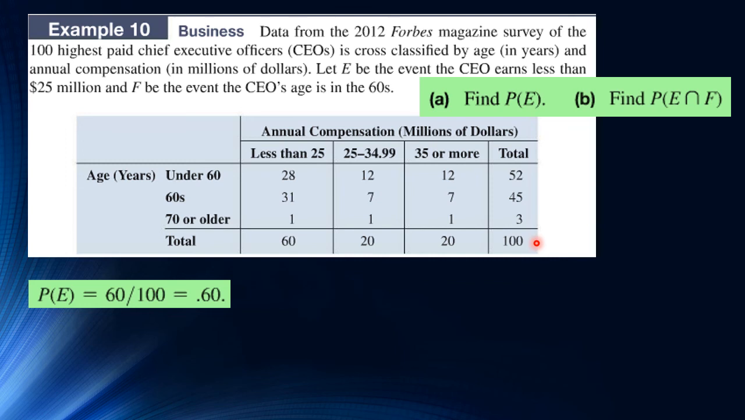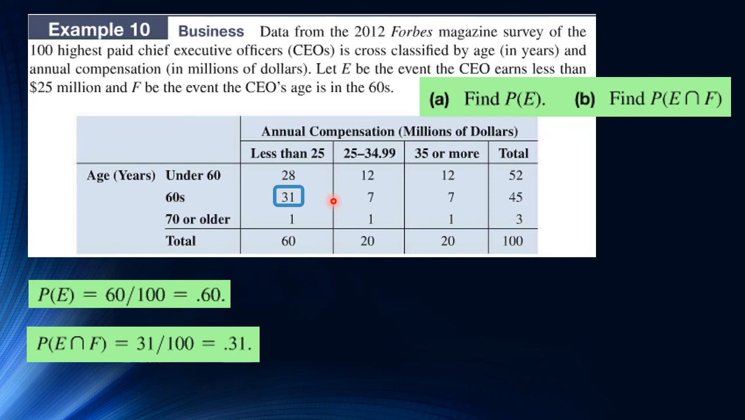So where is that? We have the CEO earning less than 25, which is the first column, and then the second row is that they are in their 60s. So we can see that the place that they intersect is right here. And how many did that include? Well, 31. So the probability of E and F is simply 31 over 100, or 0.31.